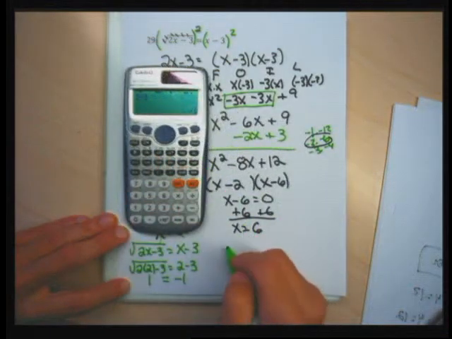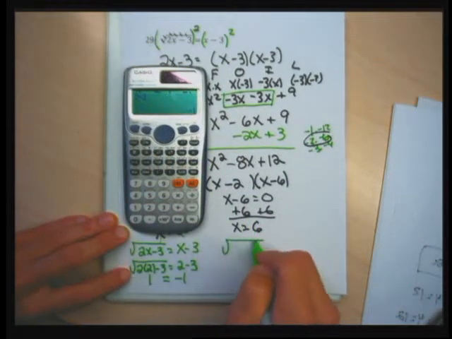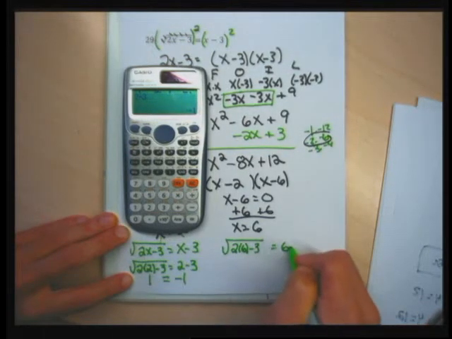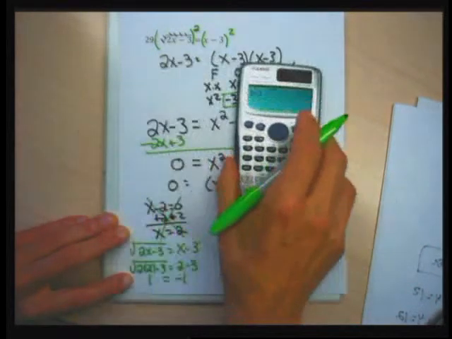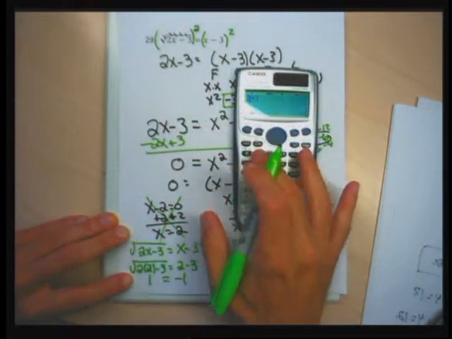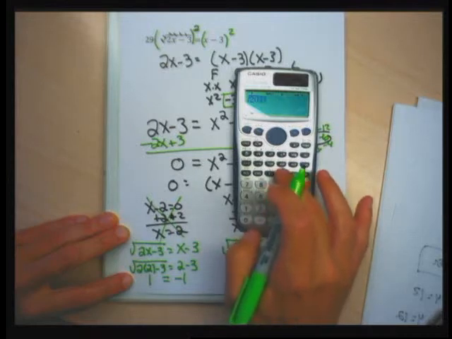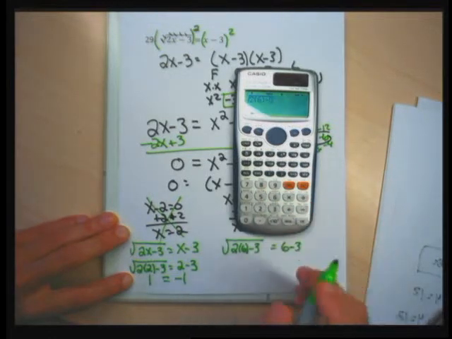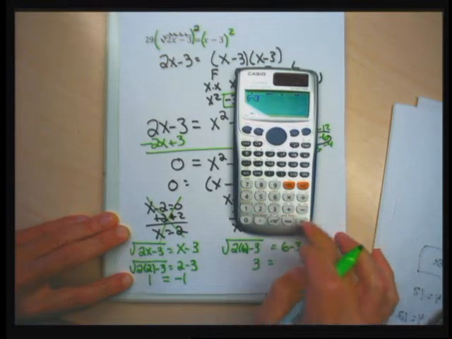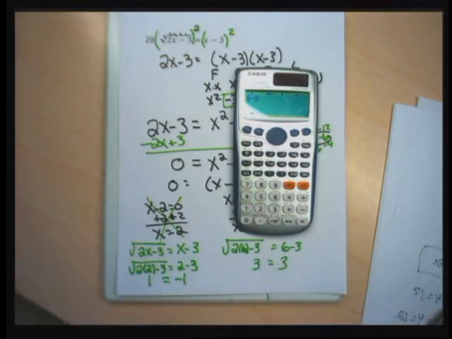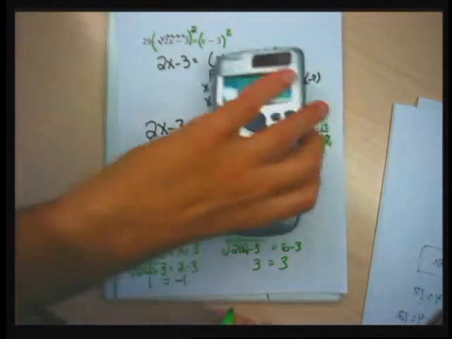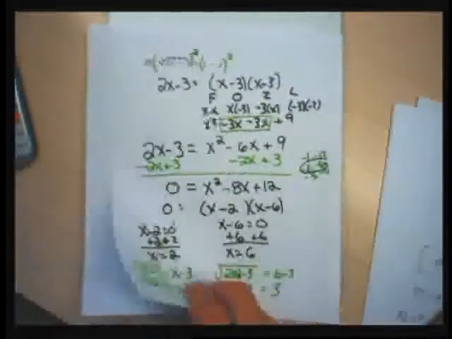If I did the same thing with the 6, go to the original problem and go square root of 2 times 6 minus 3. See if that equals the 6 minus 3. So left-hand side, square root of 2 times 6 minus 3. Left-hand side comes out to be 3. Right-hand side, 6 minus 3. Right-hand side also comes out to be 3. Because the left and the right-hand side come out to be the same, 6 is the solution. So when I go to write my answer to this problem, I've got some flexibility.